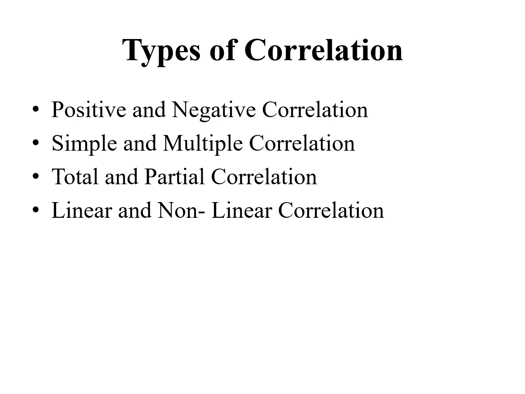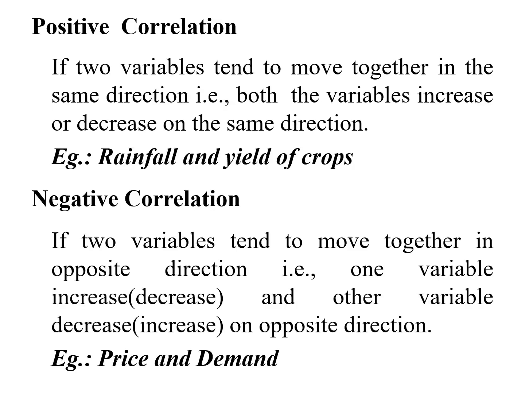There are four types of correlation. First one, positive and negative correlation. Second one, simple and multiple correlation. Third one, total and partial correlation. Fourth one, linear and non-linear correlation. So we will see one by one. First one, positive and negative correlation.